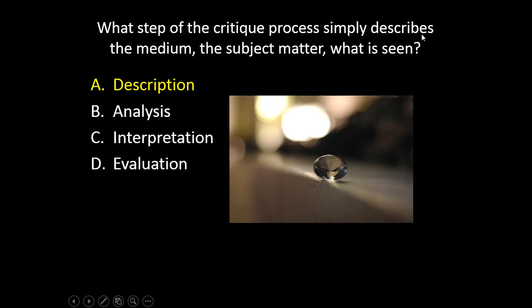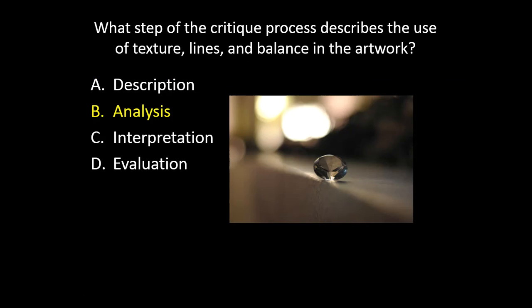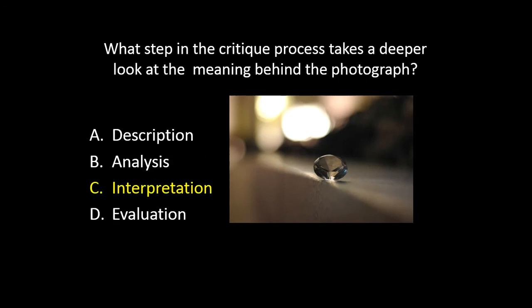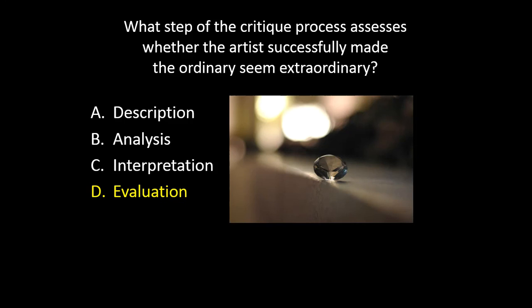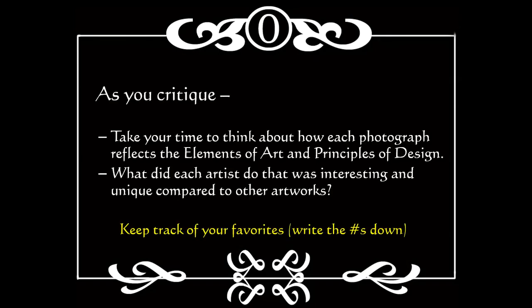What step of the critique process simply describes the medium, the subject matter, and what is seen? The description. What step of the critique process describes the use of texture, lines, and balance in the artwork? That's the analysis. What step in the critique process takes a deeper look at the meaning behind the photograph? That's interpretation. And what step of the critique process assesses whether the artist successfully made the ordinary seem extraordinary? That's evaluation. So let's go ahead and critique.